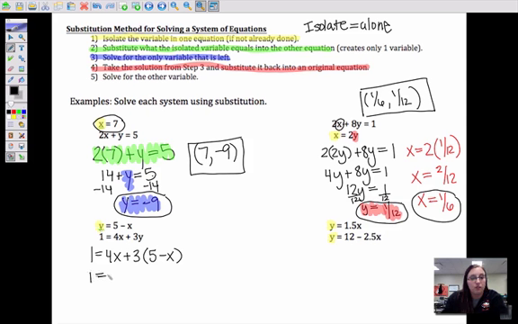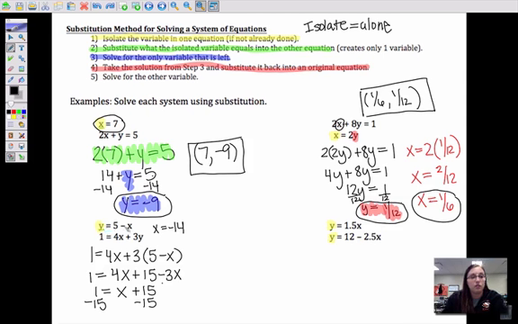Now I'm going to solve this equation down for x. So I'll do the distributive property first. Then I'll combine like terms. 4x minus 3x is 1x. And then I'll subtract 15 to get my final answer, which is that x equals negative 14. I'm just going to move my work up here so that I have a little bit more room. All right, and then I'm going to go back into my original equation that I substituted for.